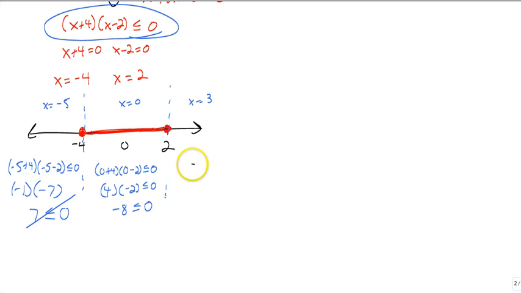And we still have to test this one over here. So we have 3 plus 4 and 3 minus 2. And sure enough, we get 7 times 1 again. And that is not less than or equal to 0. So we are not going to shade that. And again, to double check, that was a less than, so it is an and graph. But again, this is how you solve it algebraically. You find the middle point, you find critical values, and then decide which section makes that true.